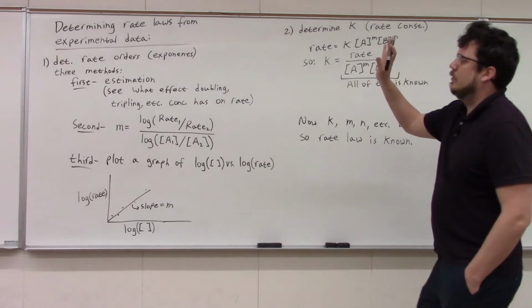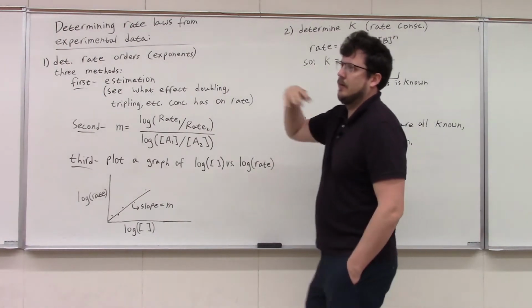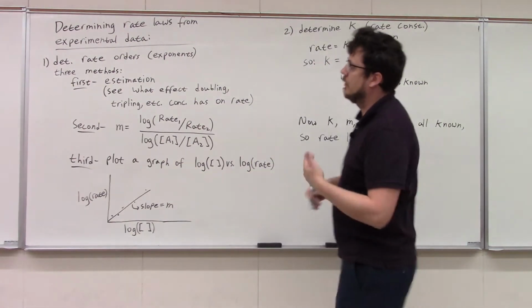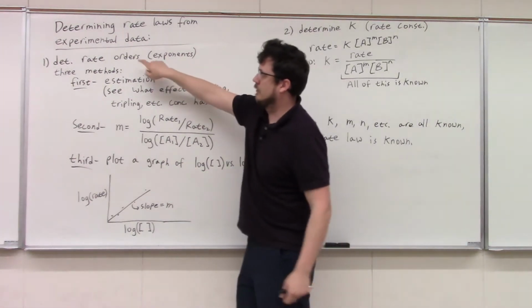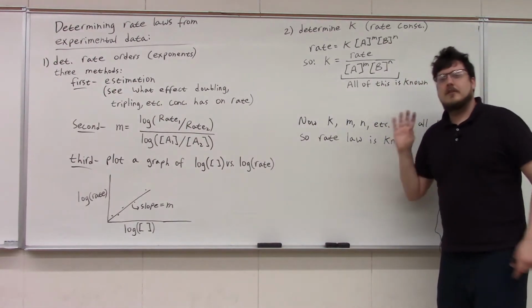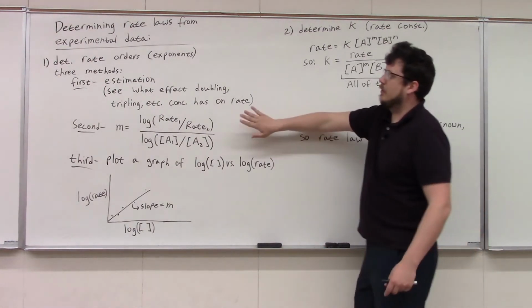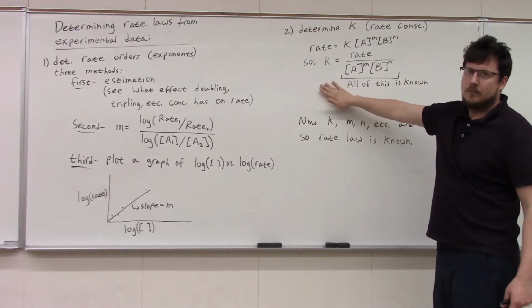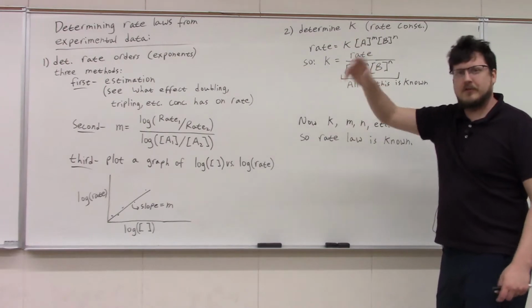So once you know M and N and O and P and Q and R and S and T, however many exponents there are, once you get them all solved, once you know all your rate orders, then you can solve for K. And this one is so easy you sometimes forget to do it because there's a lot of work here. And then out of that falls a one-step cherry on top. People forget to put the cherry on top of the sundae sometimes.